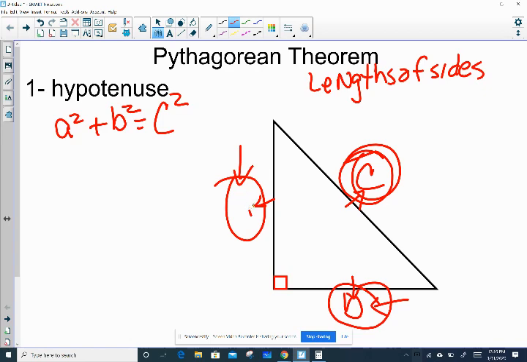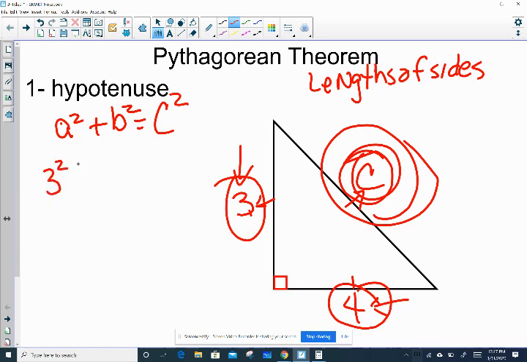Okay, so let's take it from there and let's just change a couple of numbers. So instead of A, we're going to go ahead and say that this is a 3. And we're going to say that this is a 4. I don't know what C is, but that's what we're going to use to find out. So instead of A, I'm going to write 3 squared. Instead of B, I will write 4 squared. And I will keep C squared the way it is.